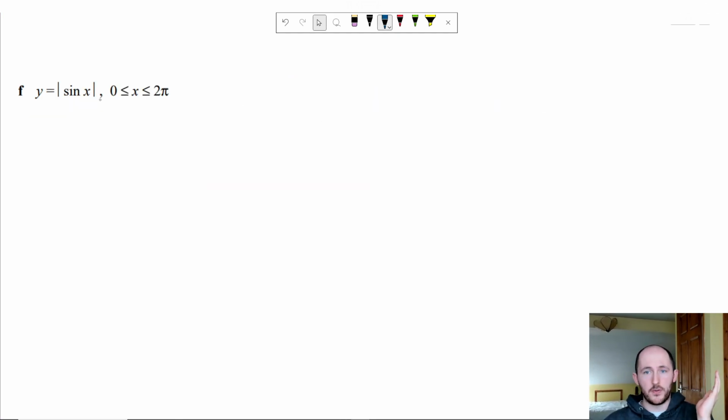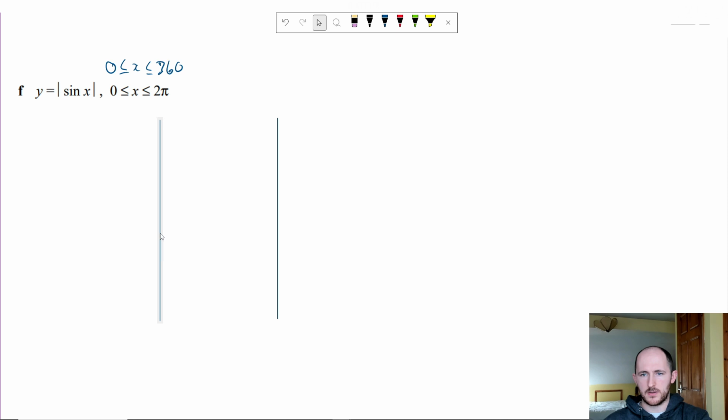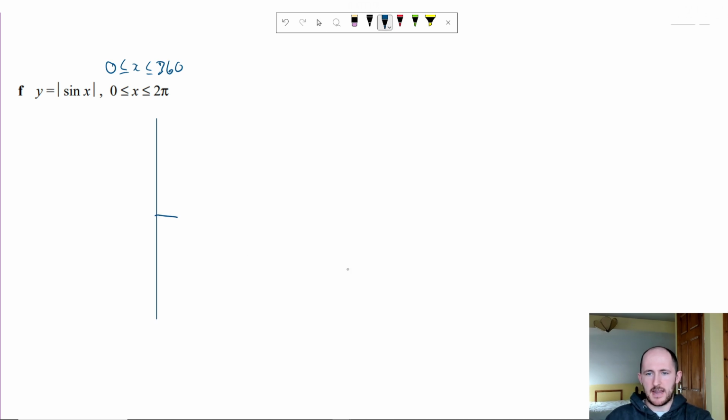Once again, we've got a few more that I want to show you. Y equals the modulus of sine x. Now, it does say between 0 and 2 pi. If you haven't done the radians chapter, this is the same as between 0 and 360 degrees. So once again, if we draw out this graph, and what I'm actually going to do to make my life a little bit easier is I'm going to move it to the right, because we don't care about negative values of x.